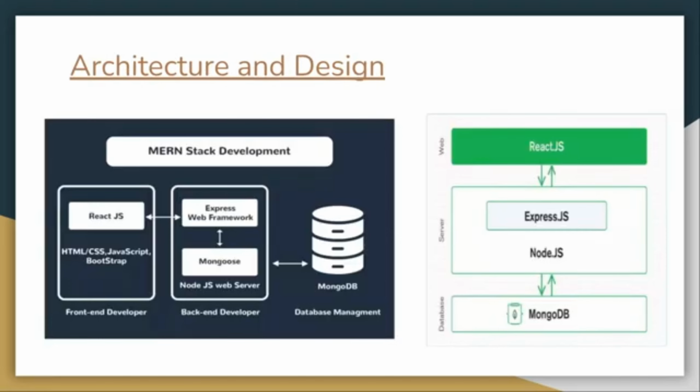Architecture and design. This diagram depicts the architecture of the MERN stack application, which we will try to understand with the help of a simple example of a blog website. Imagine a blog website where users can read, create, and comment on posts. React.js is used to build the user interface of the blog. It handles what users see on web pages, such as the list of blog posts, forms for submitting new posts, and comment sections. React allows for dynamic, responsive, and interactive UI.